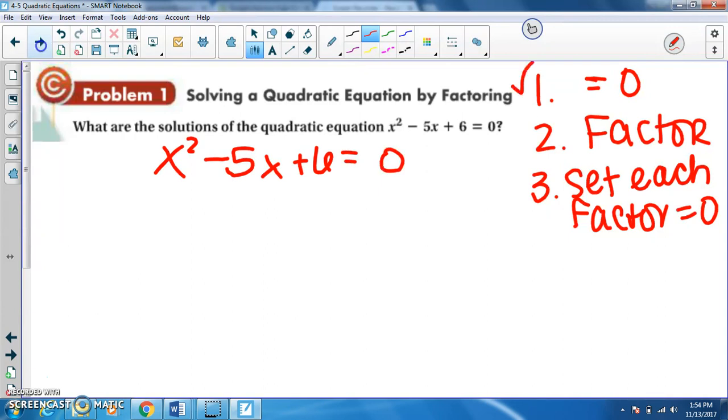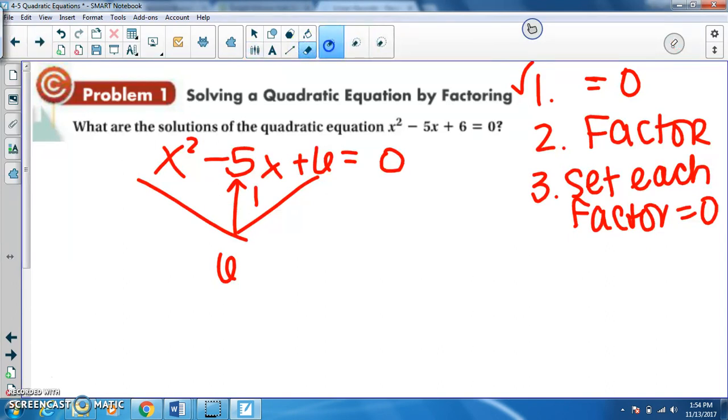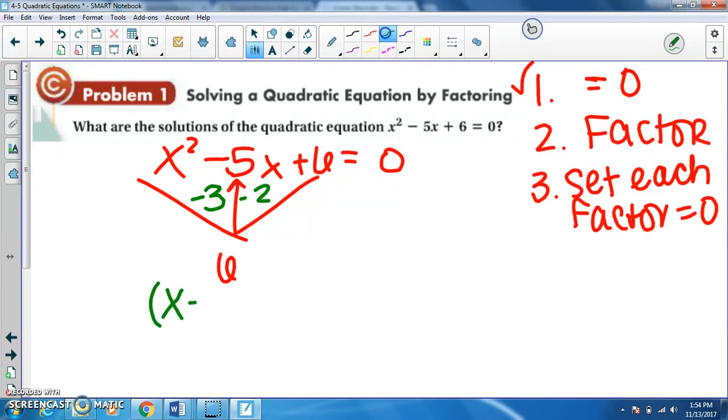So I'm equal to 0, check. I factor my left side with factors 6, negative 6, and 1. I'm lying to you, that does not multiply to positive 6. We need to multiply to positive 6 and add to negative 5, so that's negative 3 and negative 2, which multiplies to positive 6 and adds to negative 5. So there I have x minus 3 times x minus 2 is equal to 0.